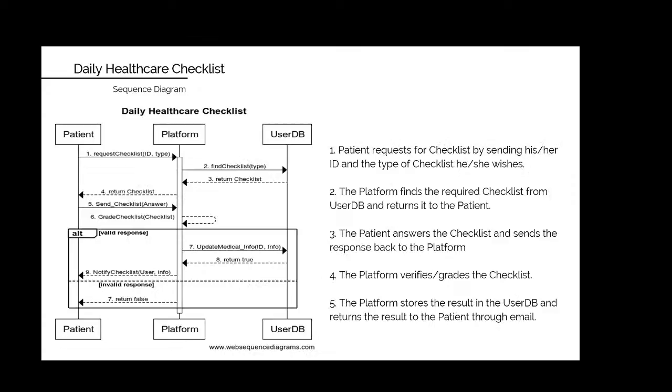This is a sequence diagram for daily healthcare checklist. First, the patient requests a checklist by sending his or her ID and the type of checklist he or she wishes to the platform. The platform finds the required checklist from the user database and returns it to the patient. Then, the patient enters the checklist and sends the response back to the platform, and the platform verifies and grades the checklist. The platform stores the result in the user database and returns the result to the patient through email.